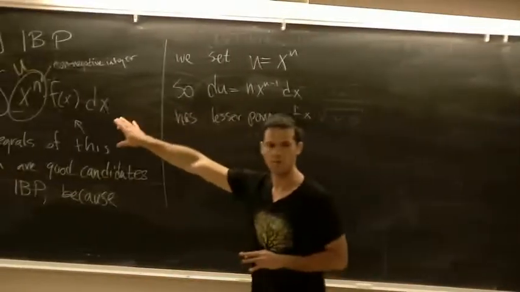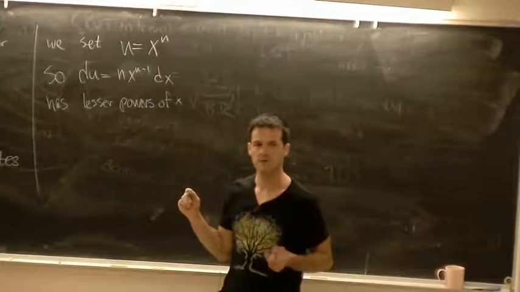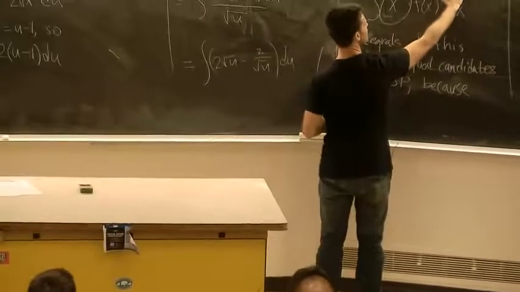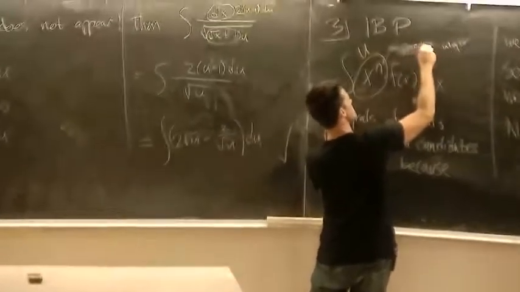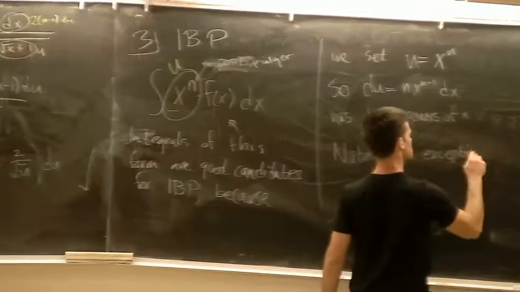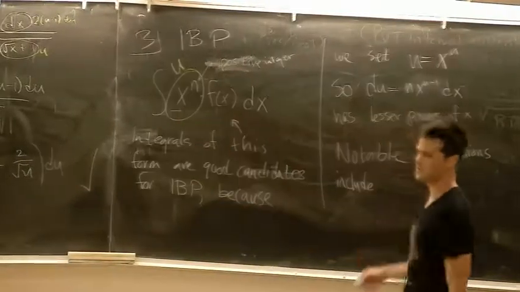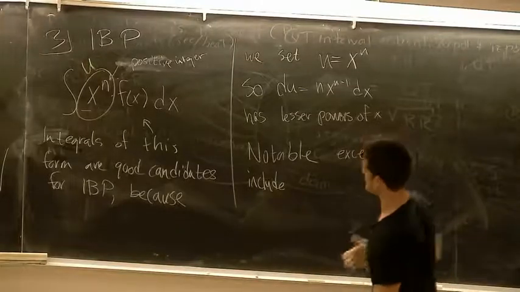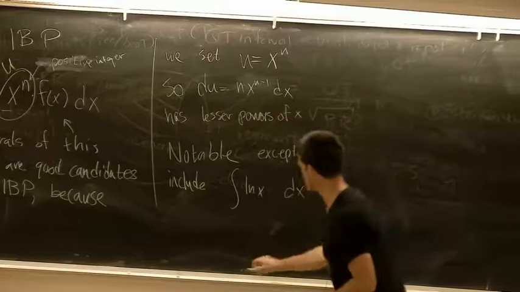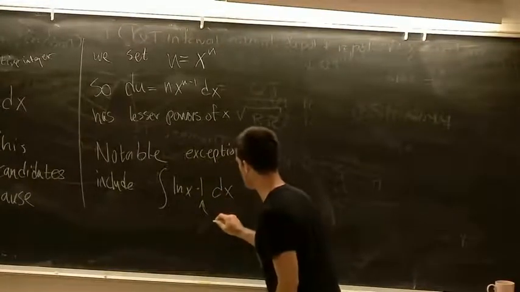Does this encapsulate all the problems that were good for integration by parts? Can anyone think of any that were not of this form? Yeah, so some notable exceptions. Maybe I should just say positive integer here. So that way ln is actually an exception. Because if I said non-negative, that means you could allow n equals 0, and every integral has x to the 0 in front of it, including ln. So for the integral of ln x dx, you mentally insert a 1 right here, and then you think of that as your dv.